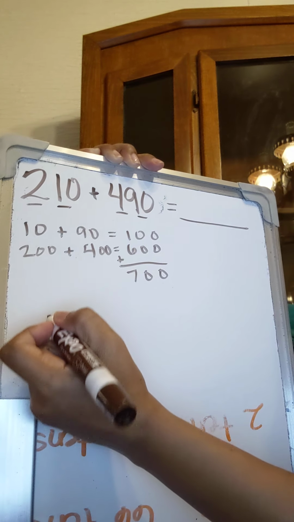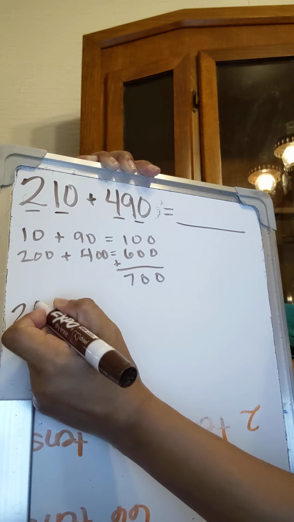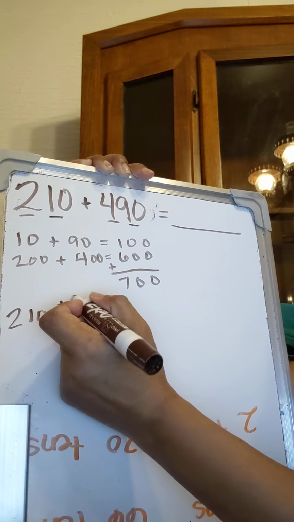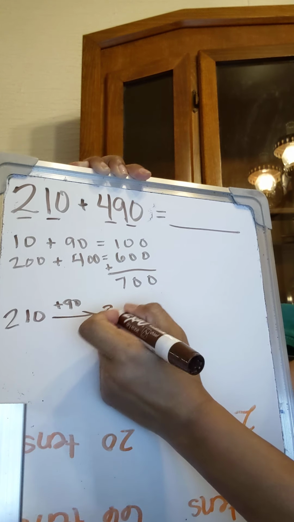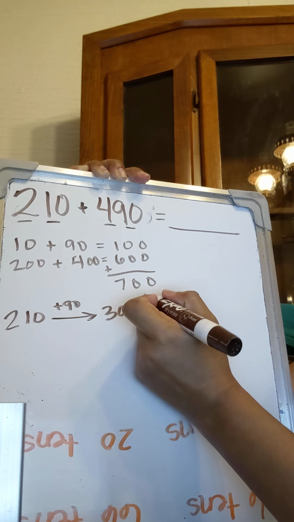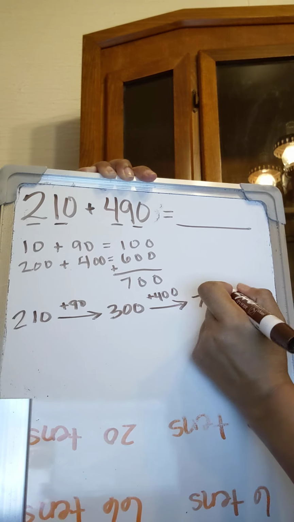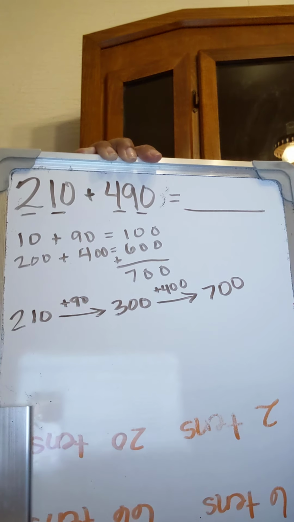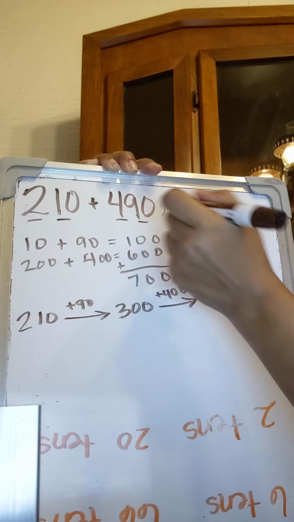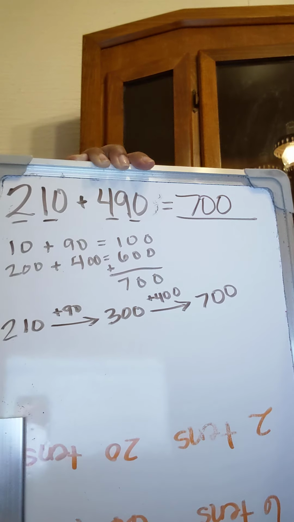Let's check it using a different way, all right? Let's check it using the arrow method. So let's start with 210. Let's take this 90. That gives us 300. And we still have this 400 left. That gives us 700. Awesome. We did it two different ways. So our answer, 210 plus 490 equals 700.